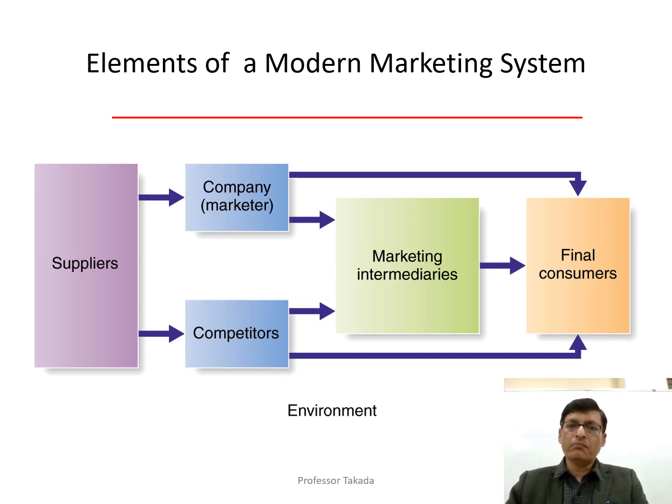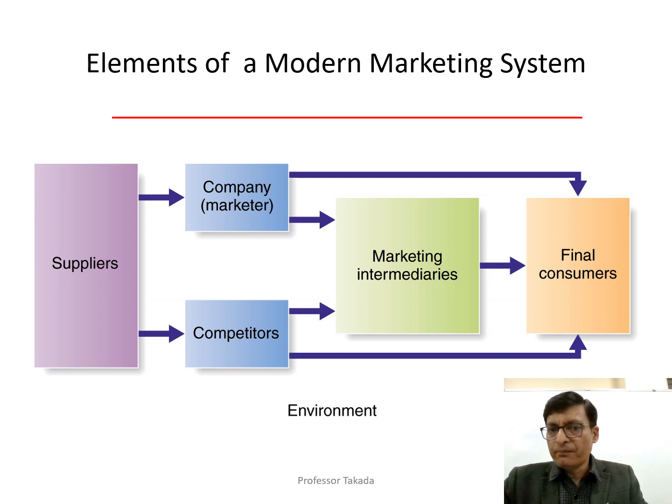Now let us discuss the modern marketing system. What does the modern marketing system say? There are two important players in the modern marketing system. Apart from the organization and the customer, there are two more important players, that is suppliers and marketing intermediaries. Who are the suppliers? Suppliers are those small organizations or people that supply the raw material to the company for manufacturing of finished goods.